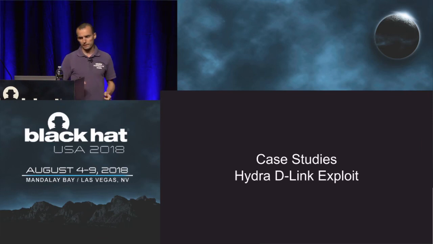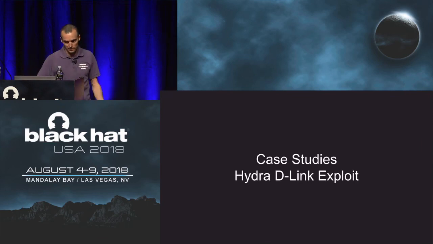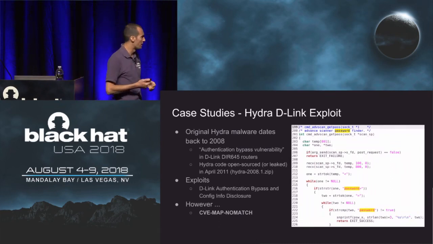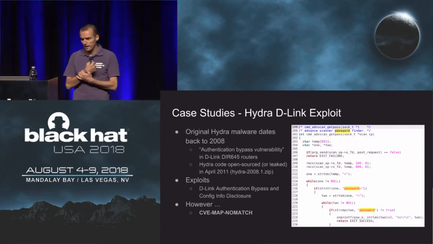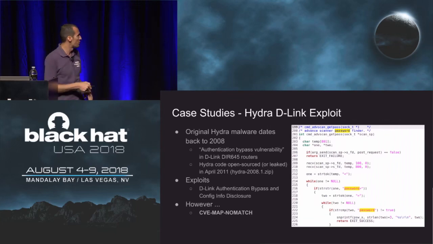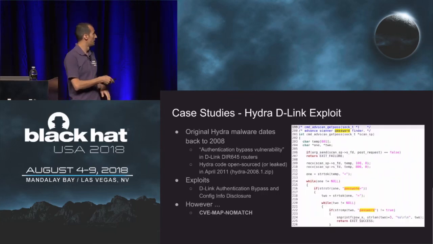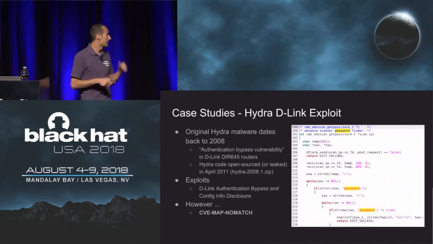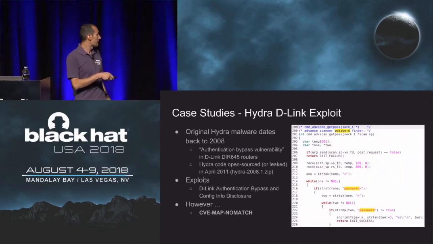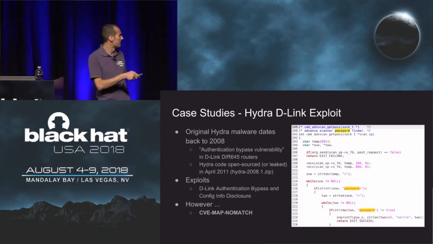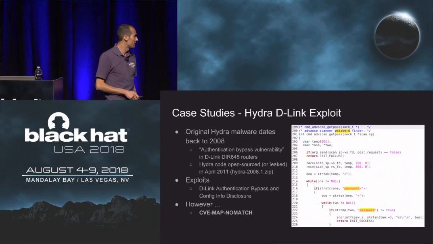So one case study, which I personally find interesting, is the Hydra D-Link exploit. Hydra is a very well-known malware. It dates back to 2008, at least the public knowledge says so. It is known to abuse an authentication bypass vulnerability in D-Link routers, and luckily the Hydra code was open source or leaked in April 2011, so we can see a screenshot of it.